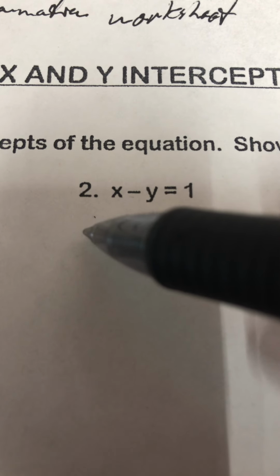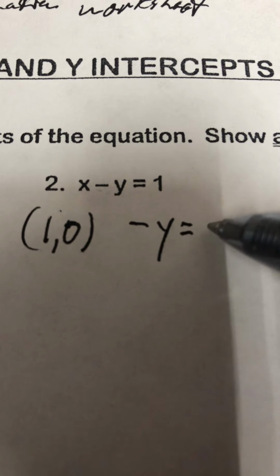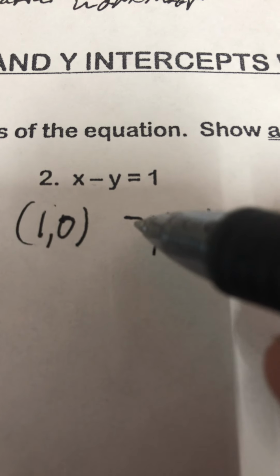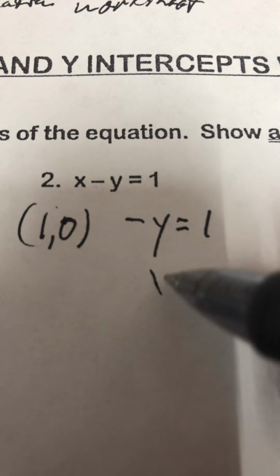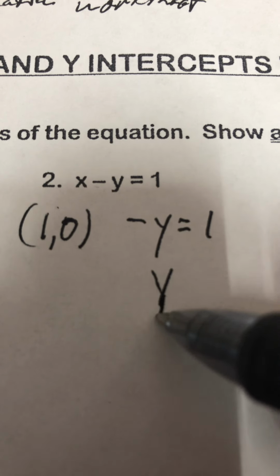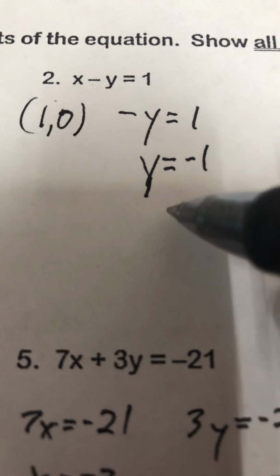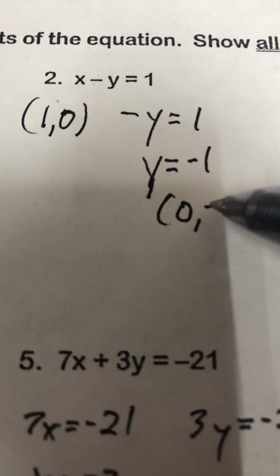If I was to do number 2, when y is 0, my x is 1, so it would be 1, 0. And when x is 0, I have negative y equals 1. I have to get rid of the negative, so I change the sign on this side and on that side. I don't want to know what negative y is, I want to know what y is. So y equals negative 1, and this one would be 0, negative 1.